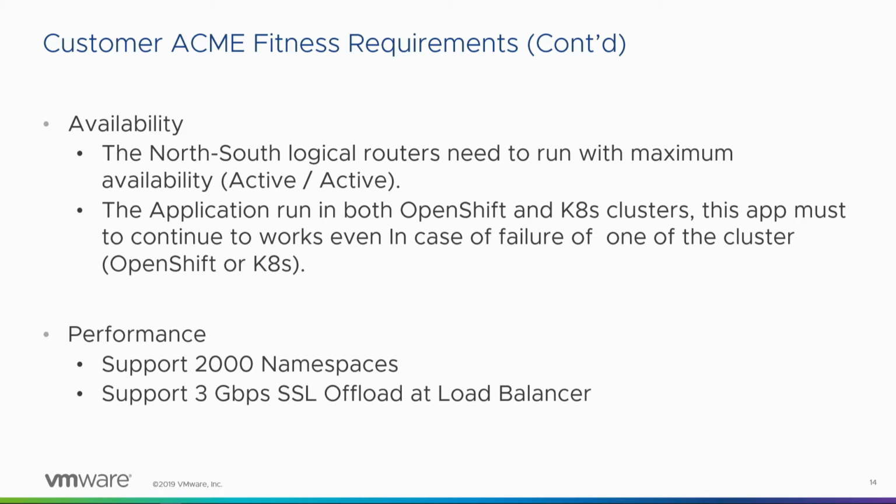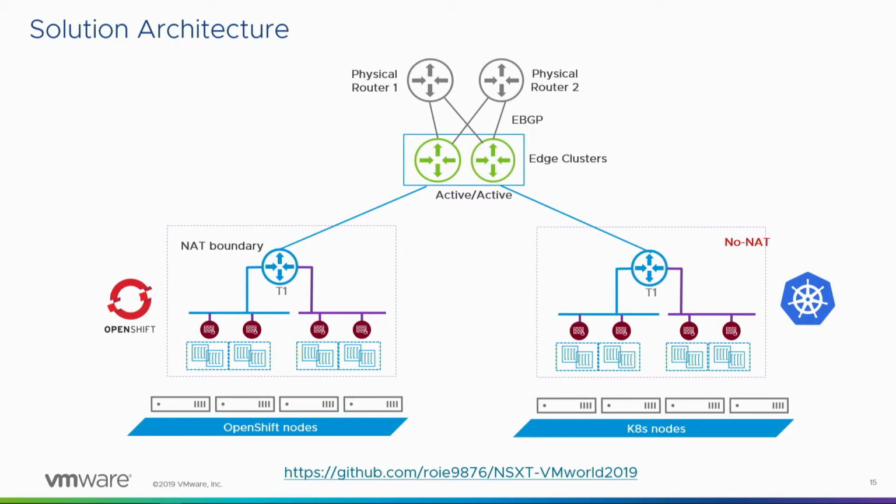So from a high-level perspective, let's try to figure out how we're going to do it. So what do you see here? Let's start from the top. This is the physical router, this is the physical world, and this is where it ends. Below that, we start with the NSX components. These are the gateways, the tier 0 gateways. Both of them will run as active-active as per your requirements for maximum availability. That means both of the logical routers will send and receive traffic.